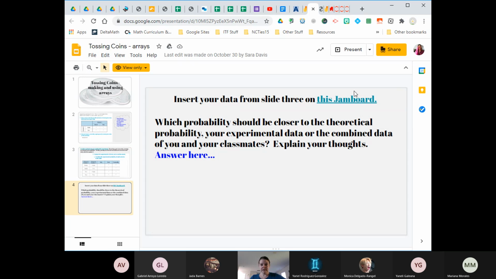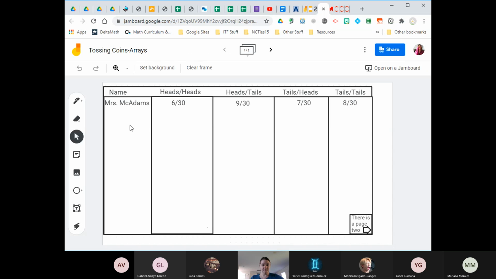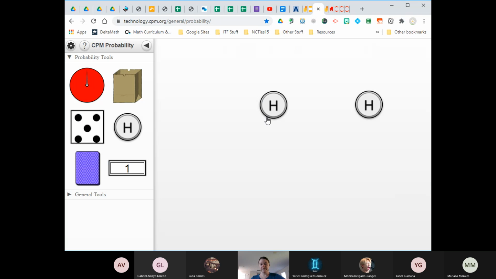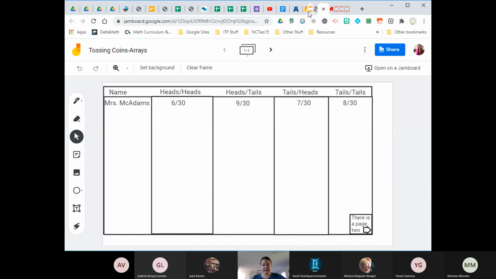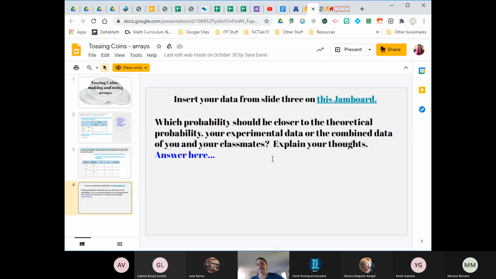And then you're going to click on this link. It's going to take you to this Jamboard. And you can see mine is already filled out. You're going to put your name, and your probability of heads and heads, heads, tails, tails, heads, and tails, tails. Okay. So whenever it says tails, heads, this one would say tails here. Heads, tails would be the second one here would say tails. And then after you fill out the Jamboard, you're going to answer the question. Okay.